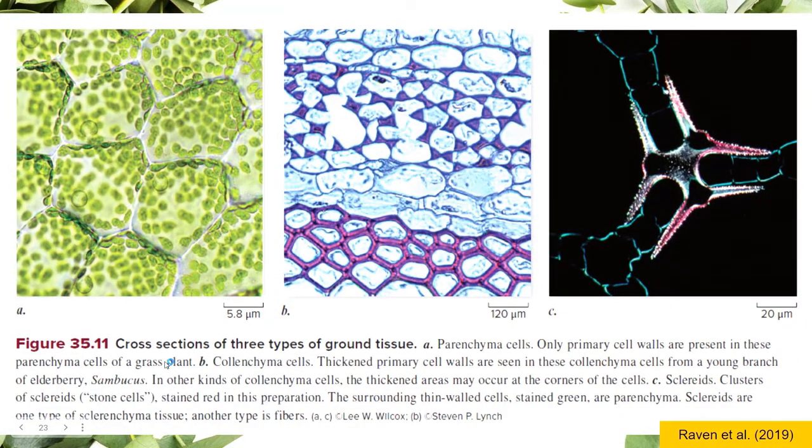These are more microscopic views. So these are cross sections of the three types of ground tissues. So parenchymal cells, okay, collenchymal cells, they have thickened cell walls. You can see it here, the purple pinkish cell wall, okay, thickened cell wall. And then you have sclereids. So these are clusters of sclereids or stone cells, okay.